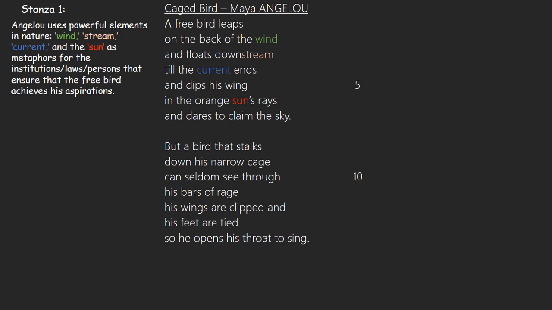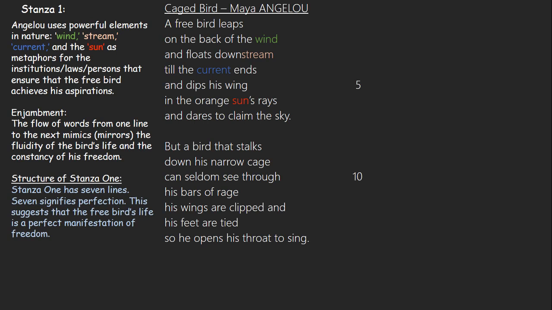In the first stanza of the poem, we also see that various elements of nature are used. So powerful elements of nature: we see wind, stream, current, and sun. All of these are metaphors for the institutions, the laws, the persons that ensure that the free bird achieves his aspiration. So they also have deeper meanings.